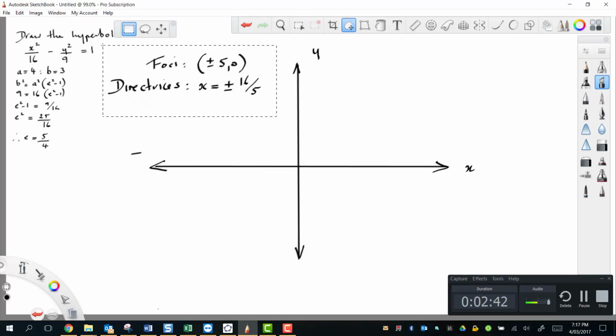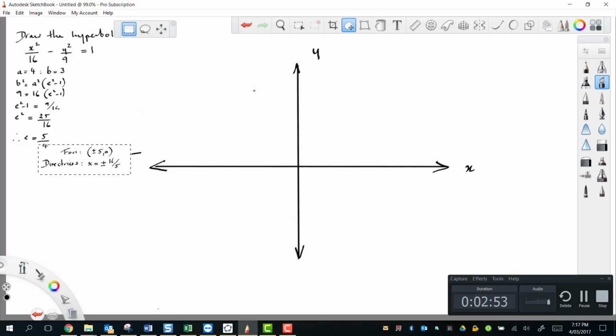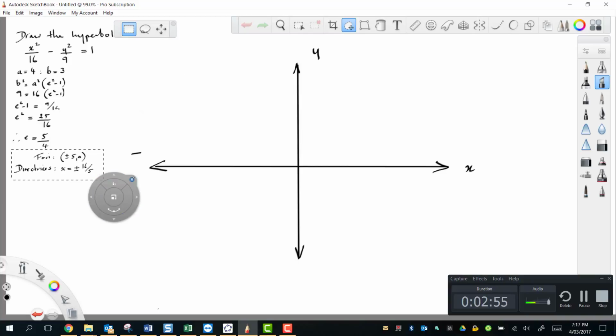I'll just move them over to the side. Right, let's move that down and move it over. All right, so what's next?